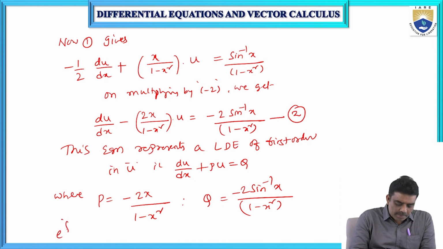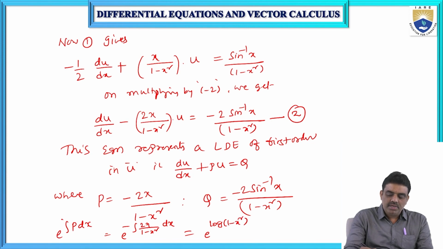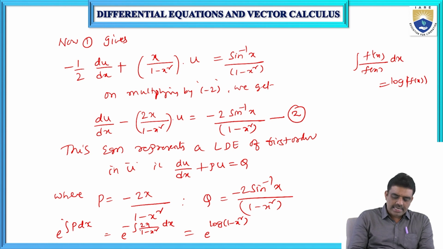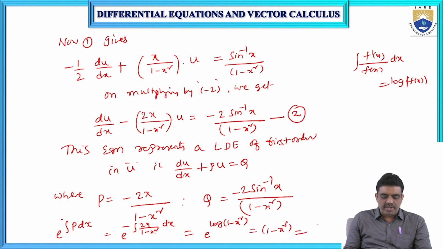And what is e power integral p dx? E power integral p dx is e power integral of minus 2x by 1 minus x square dx. That is e power log of 1 minus x square, because it is in the form of integral f dash x by f of x dx, whose value is log modulus f of x. It is looking like minus 2x by 1 minus x square. When you differentiate 1 minus x square, you will get minus 2x in the numerator. So e power integral p dx is 1 minus x square.